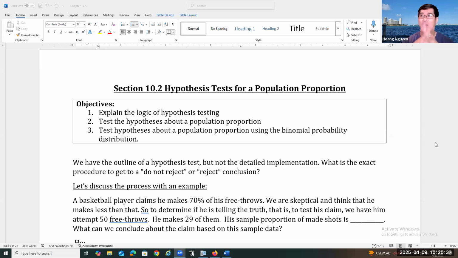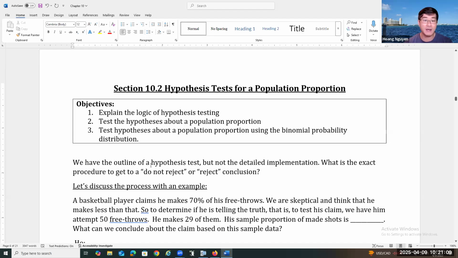Welcome back. In this recording, we're going to take a look at section 10.2, hypothesis test for a population proportion. This is going to be the first hypothesis test that we work together for chapter 10. After section 10.1, which gave you the basic introduction, the ideas or the definition of the hypothesis test, now in section 10.2 we're going to take a look at the procedure, the step-by-step, of how you're going to complete a hypothesis test.